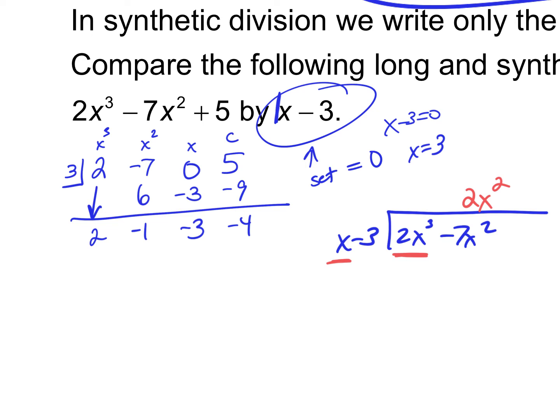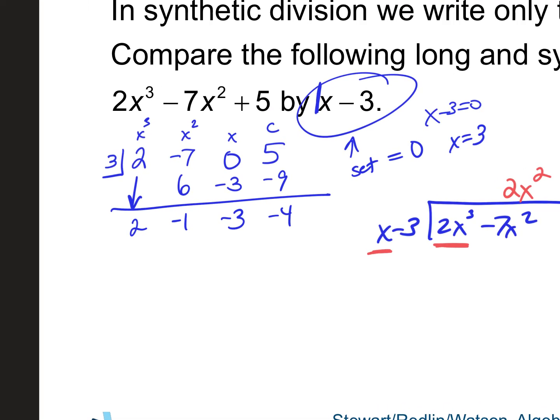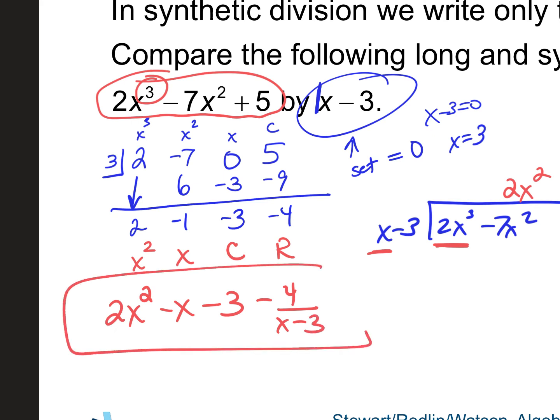When you write your answer, when you synthetically divide, you are always dividing x into something. The degree of your answer is always going to be one less than what you started with. Since I started off with x cubed, my answer starts off with what? X squared. So this is my x squared, this is my x, this is my constant, this is my remainder. If you were going to write your resulting polynomial, it would be 2x squared minus x minus 3 minus 4 over what? X minus 3. Same exact answer you would have gotten from long division, you get using synthetic division.